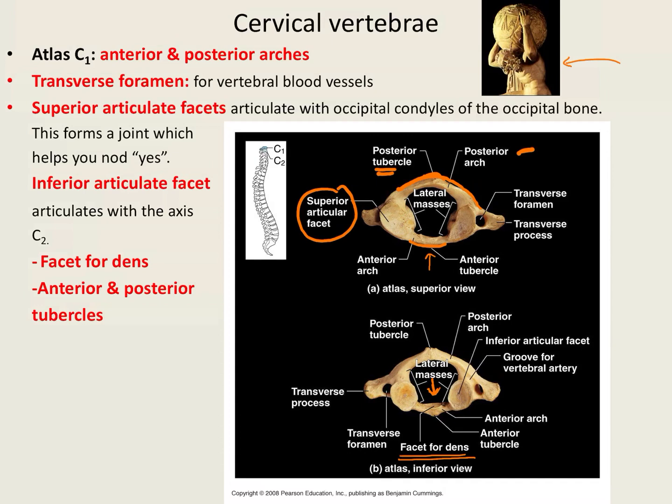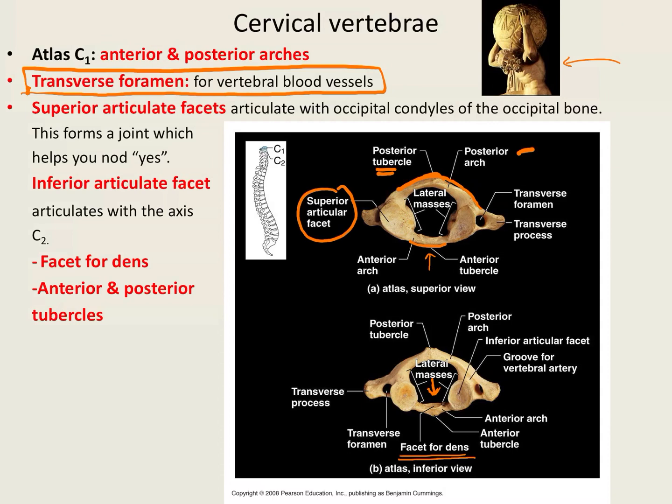All right, that is what's unique about C1. Now I'm going to say that all cervical vertebrae have transverse foramina. So this is something that you should highlight in your notes as something to look for if you're given a vertebra and you're asked what region of the vertebral column did it come from. Is it cervical, thoracic, or lumbar?